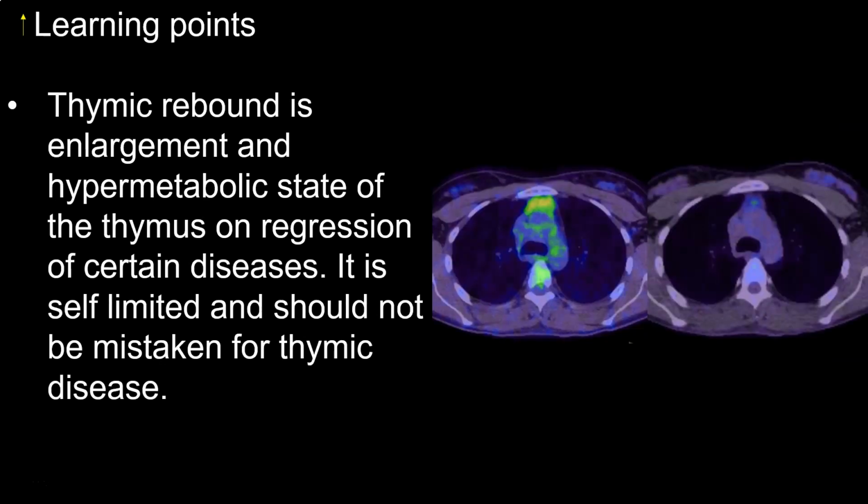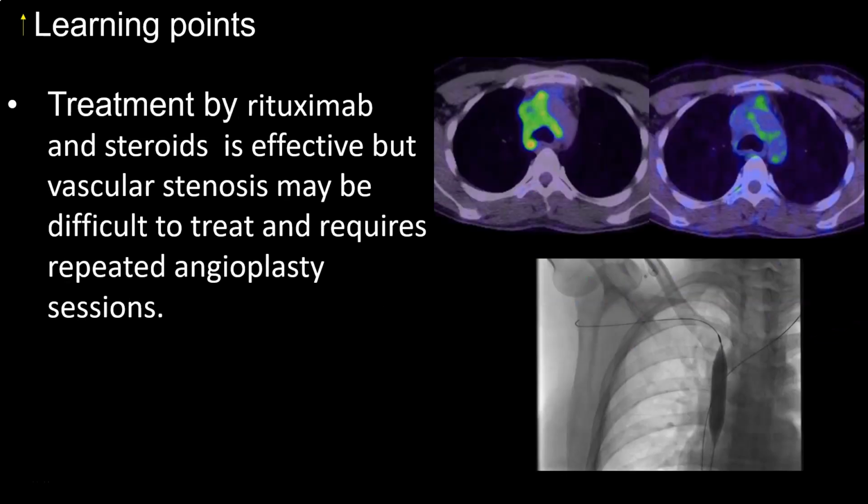Thymic rebound is enlargement and hypermetabolic state of the thymus on regression of certain diseases. It is self-limited and should not be mistaken for thymic disease. Treatment by rituximab and steroids is effective, but vascular stenosis may be difficult to treat and requires repeated angioplasty sessions.